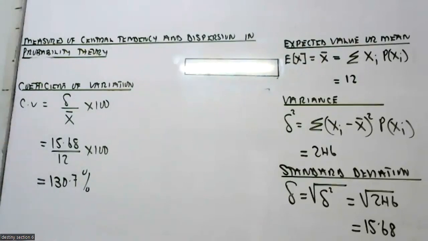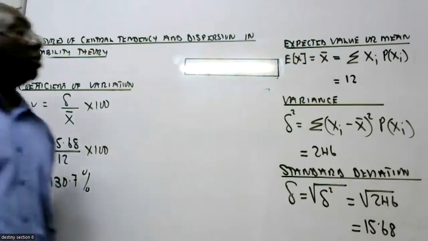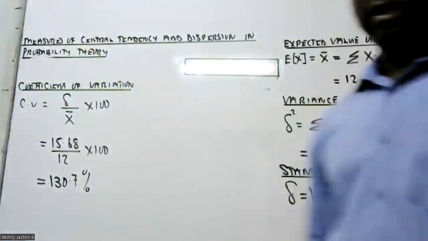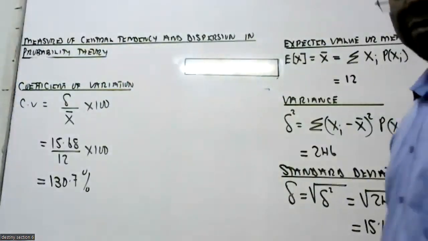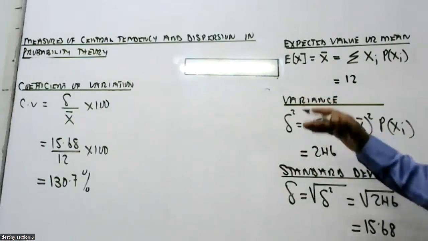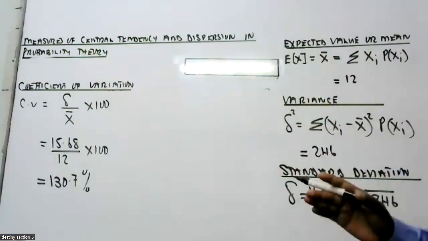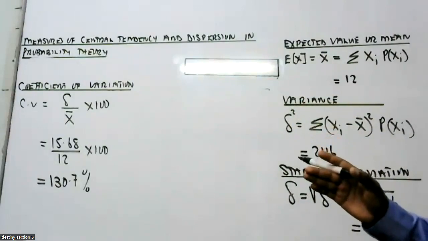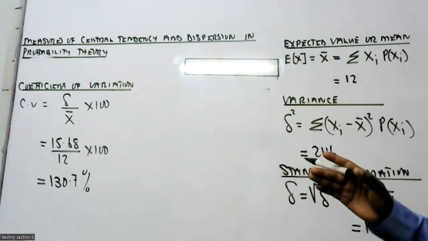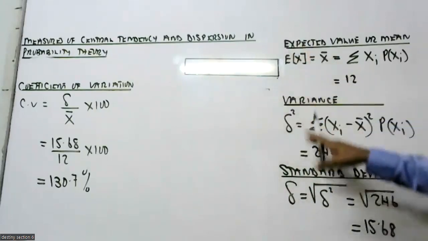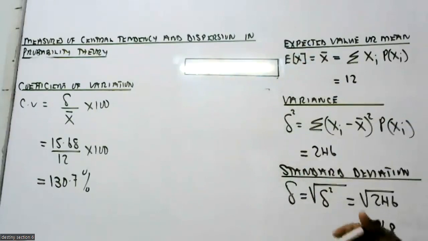So those are the descriptive measures that you require to know as far as probability theory is concerned. I believe you can do the same for the other, which is brewers. So I suggest you leave a similar space, draw a table for the brewers, and do these computations.